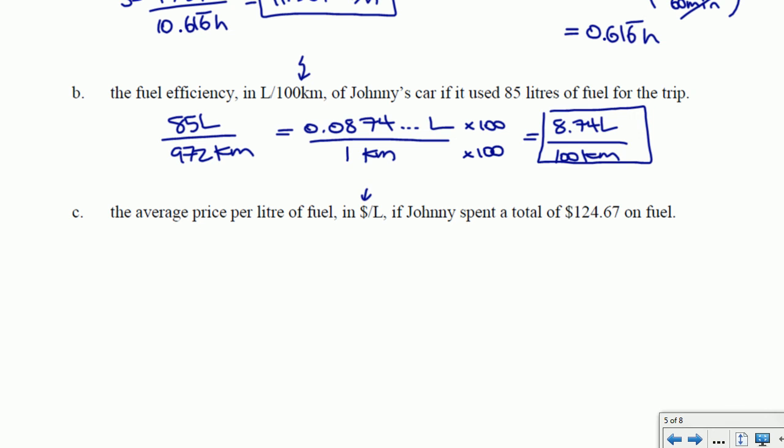So we need dollars up top and liters on the bottom. So dollars on top, $124.67, and liters on the bottom. He used up 85 liters in total. So all we do is 124.67 divided by 85, and we get $1.47 per liter.